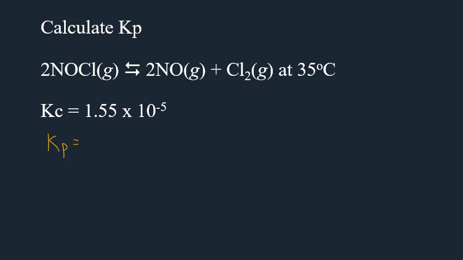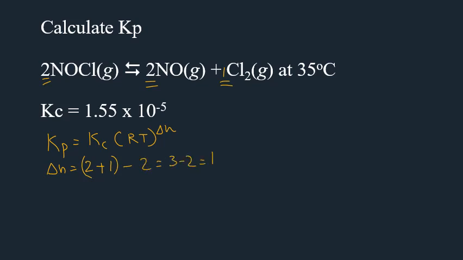The formula is Kp equal Kc times (RT) to the power delta n. So I can calculate delta n, the number of moles of gaseous products. I have 2 NO and 1 Cl2 as the coefficients here. So 2 plus 1, minus 2 on the reactant side. So 3 minus 2 equals 1. And then the temperature I have to convert: 35 degrees Celsius plus 273 will equal 308 Kelvin.